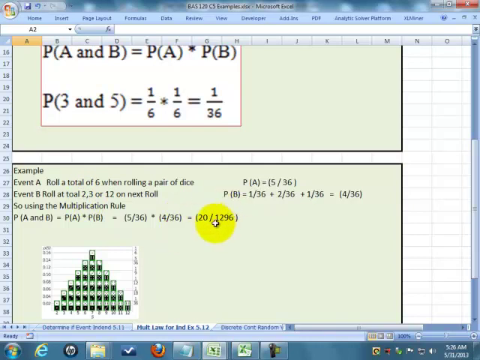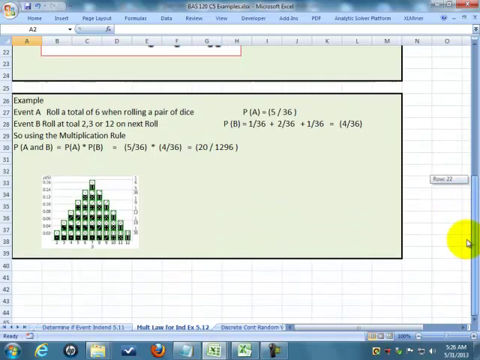So the probability if I get both is 20 out of 1,296. Hope that helps. The multiplication law.